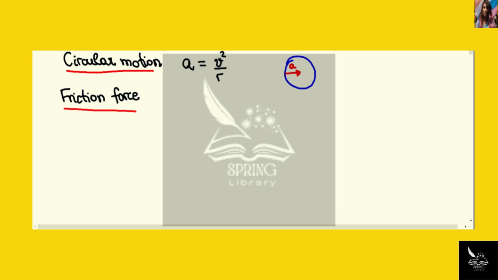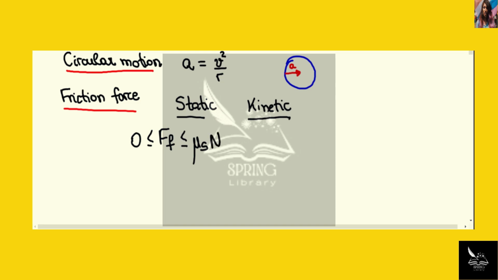And what we need to know about friction force is that there are two types of friction force. We have the static friction and the kinetic friction. The static friction happens when a particle is not moving relative to the surface upon which it lies, and the friction force varies from 0 to a maximum value that is equal to the coefficient of static friction, μs, times the normal force that the surface exerts on the body.